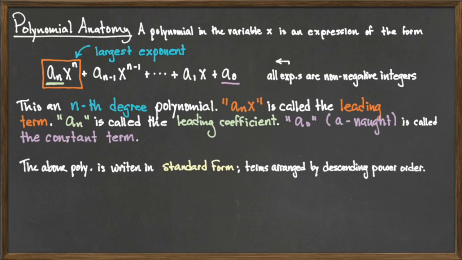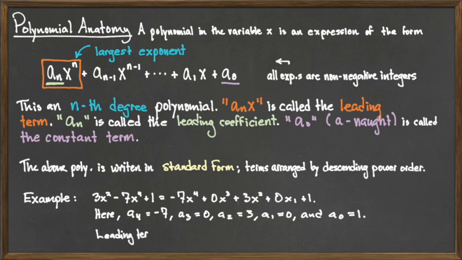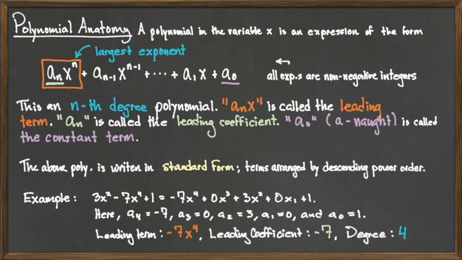Sometimes polynomials are written in what is called standard form. This means that the powers are arranged in descending order. So take the example 3x squared minus 7x to the fourth plus 1. It's not in standard form, but I can rearrange the terms, and I can also make visible the powers of x that I don't see. So my a sub 3 and my a sub 1 are actually 0 because I don't actually see an x to the power of 3 or x to the power of 1. And now that I've arranged things, I see that the leading term is negative 7x to the fourth, the leading coefficient is negative 7, and that the degree is 4.